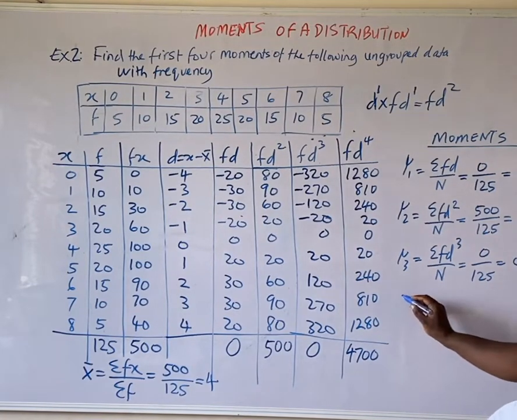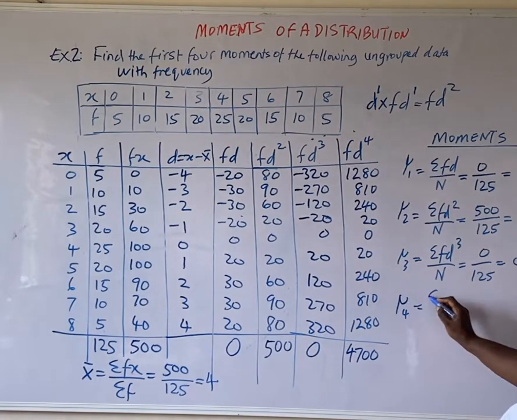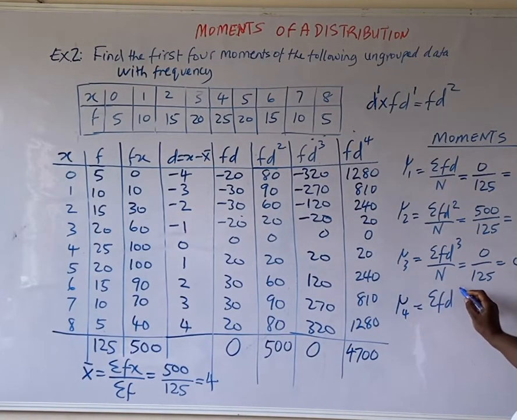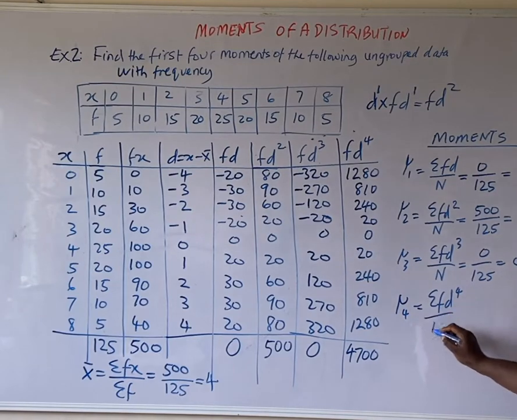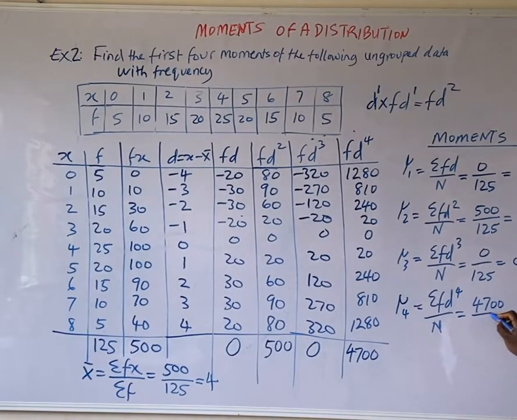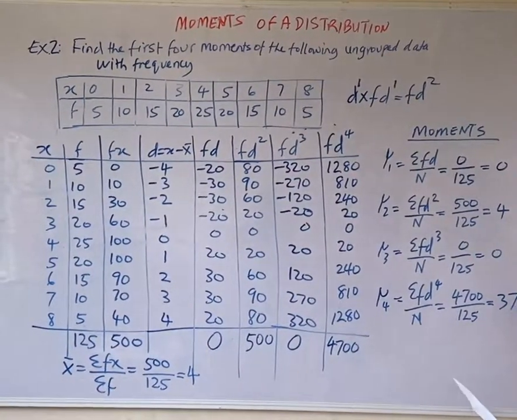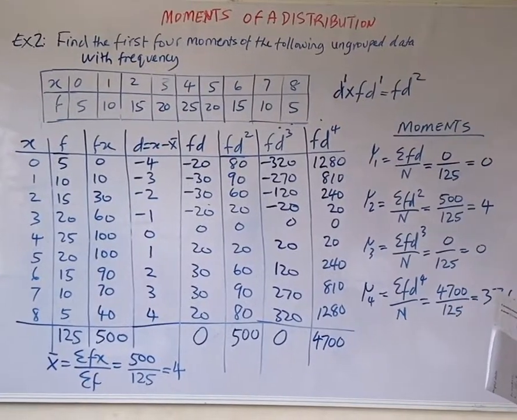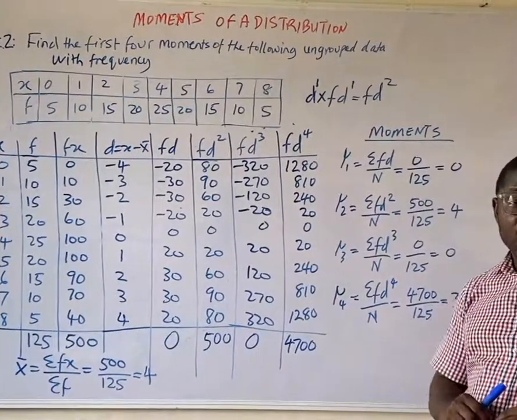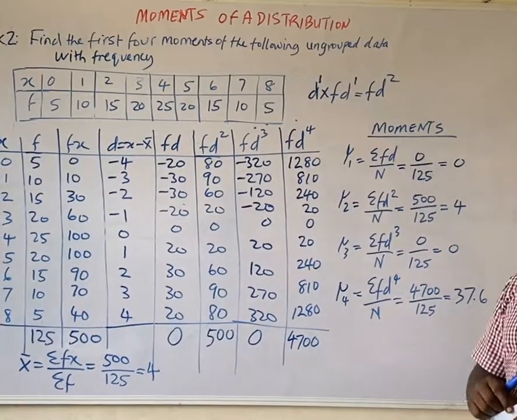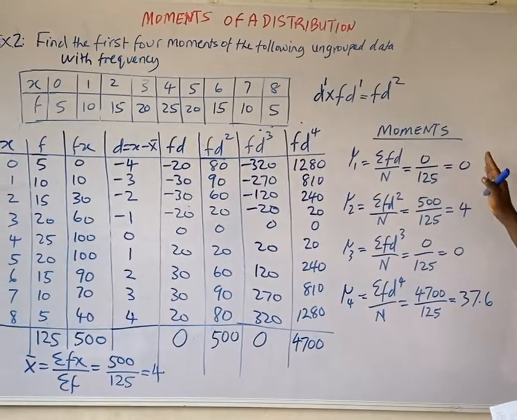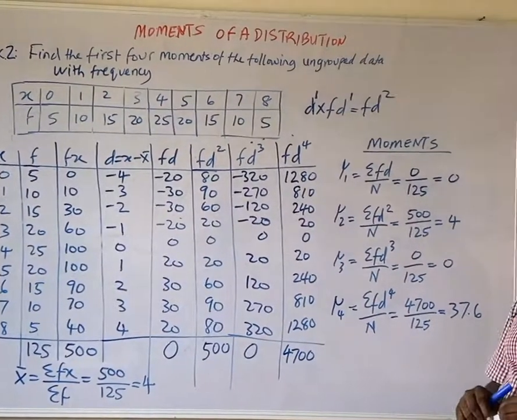And we have our fourth moment, which gives us summation Fd raised to power 4 all over N. And what do we have? We have 4700 all over 125. And what is our answer? Our answer is 37.6. Alright, so if you've followed me in looking at this solution, you see that the first 4 moments of this distribution are given here, as you can see on the board.